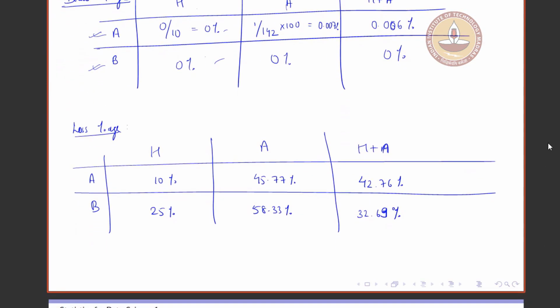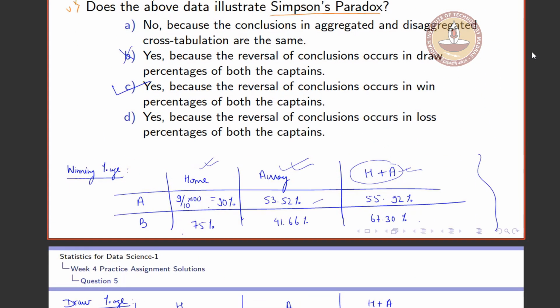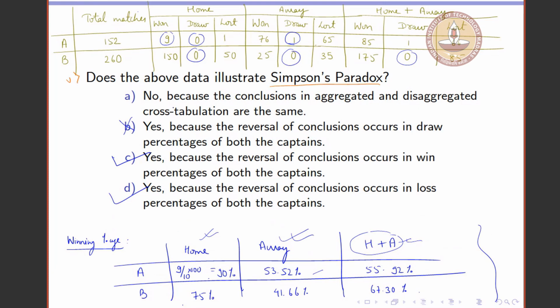Let's look at the loss percentage. Again, for Captain A, the loss percentage is less as compared to Captain B in both home and away matches. While if you look at home plus away, the aggregated data, the loss percentage for Captain A appears to be more than the loss percentage for Captain B. So again, there is a reversal of conclusion in aggregated and disaggregated data. So option D will also be correct. The first option says no, because the conclusion in aggregated and disaggregated cross tabulations are the same. So this is wrong. Our correct options are C and D.